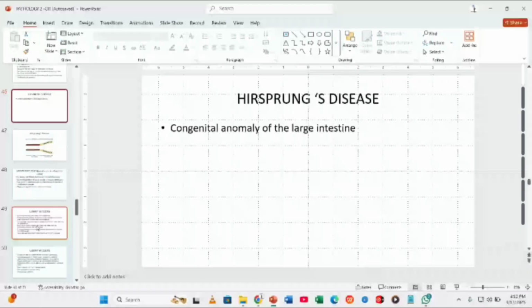Remember, neural crest cells usually migrate from the cephalic region, that is towards the head, towards the caudal region, that is towards the tail. And sometimes as they migrate within the intestine, they don't go all the way to the rectum. So it is due to incomplete migration of neural crest cells into the hindgut. Remember, there was the foregut, midgut, and hindgut, so go look at them again and review. So there are no ganglion cells there.